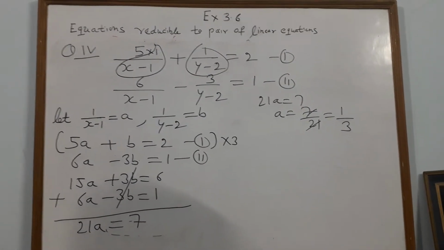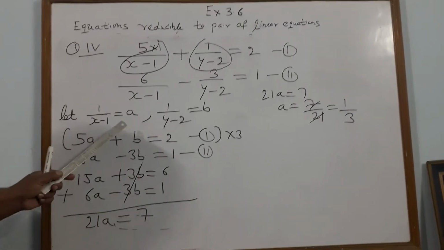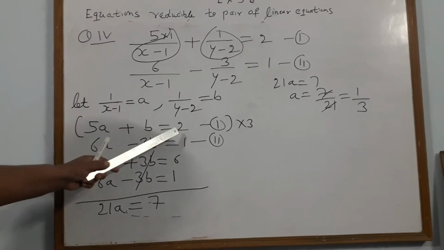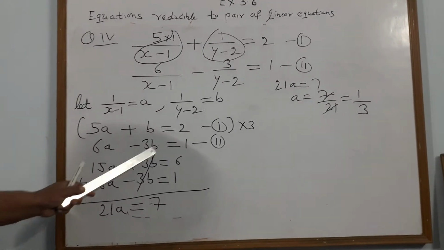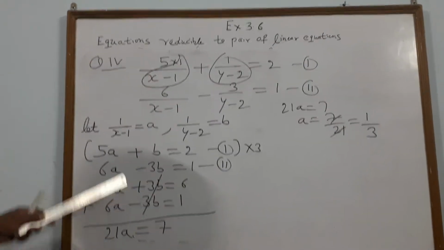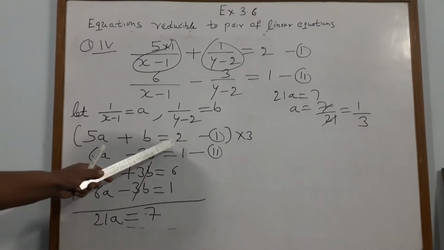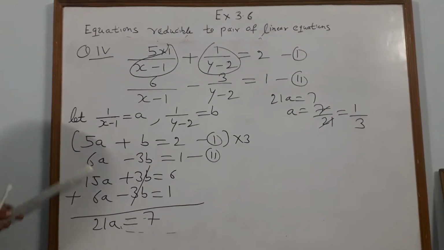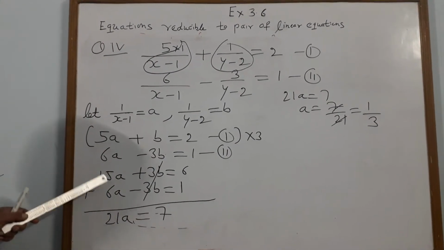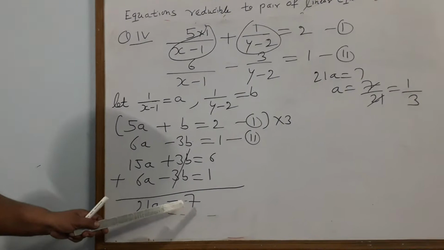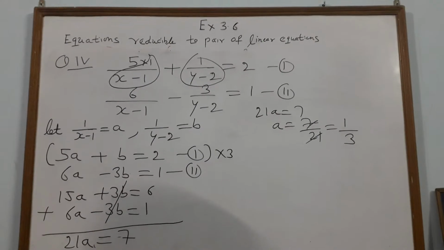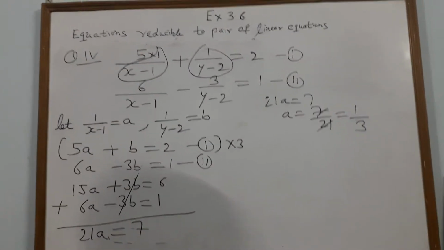In this question what we have done? We have supposed 1 upon x minus 1 as a and 1 upon y minus 2 as b. So first equation becomes 5a plus b is equal to 2 and second equation becomes 6a minus 3b equal to 1. We multiplied the first equation by 3 to make the coefficient of b equal. So this becomes 15a plus 3b is equal to 6 and second equation remains same. Now add them, 3b gets cancelled, 15a plus 6a becomes 21a is equal to 6 plus 1 is 7. So what is the value of a? 1 by 3.